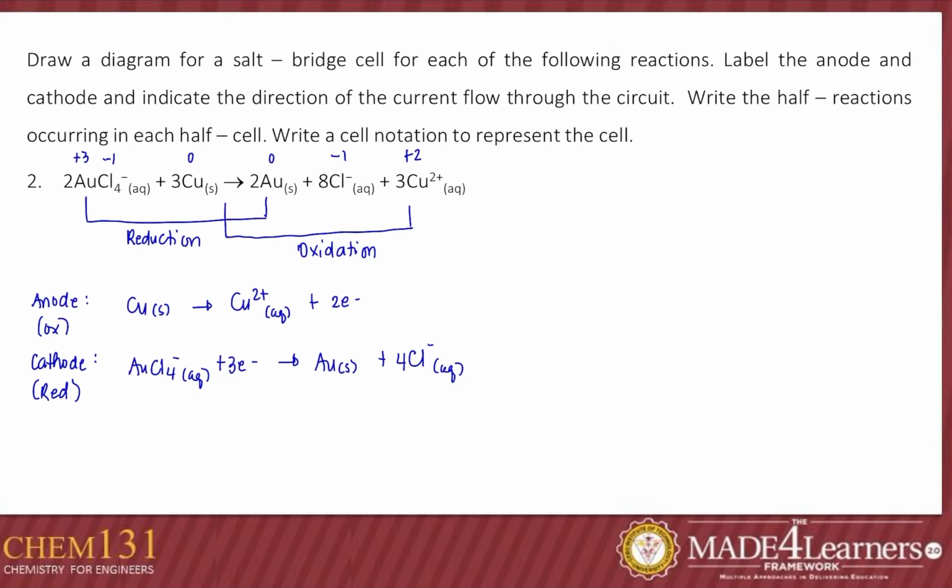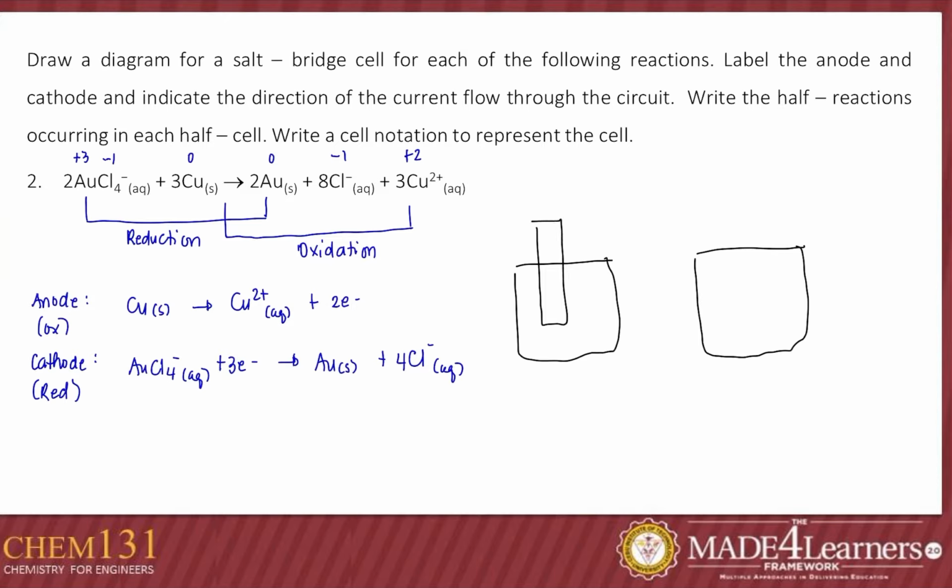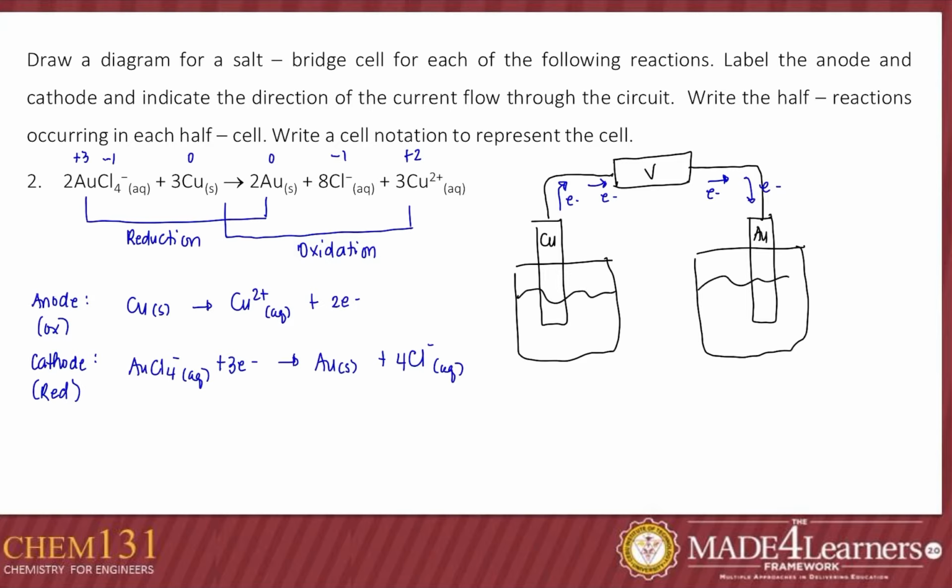So this time we are going to draw the diagram, I mean the galvanic cell. So we have the anode half cell and the cathode half cell. And so our anode is solid copper, and our cathode is gold, Au. And they're connected by an external circuit with a voltmeter attached to it, and then the electrons flow from the copper anode towards the gold cathode. So there is a solution here.